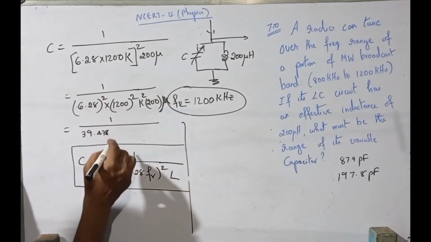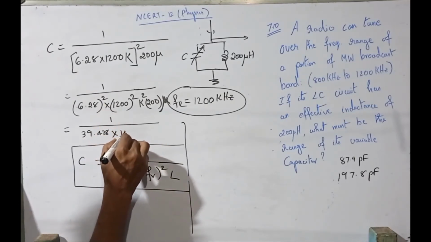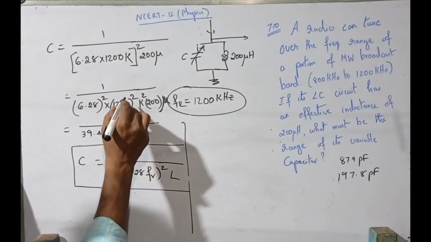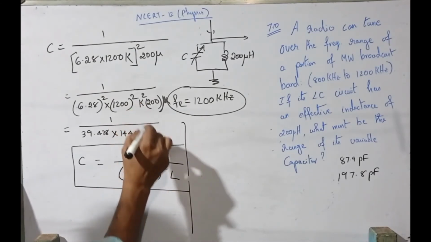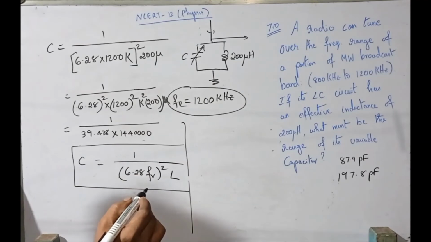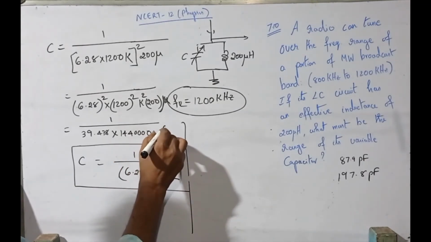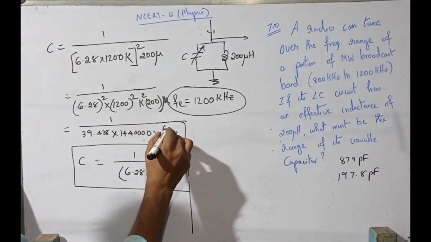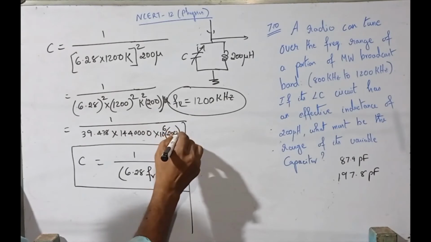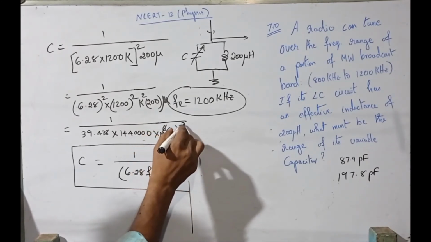39.438, this value. Then this 12 square is 144, and you have 2020, that means 4 zeros, 1 2 3 4. K square, k is 10 power 3 into 10 power 3, 10 power 6. Then you have 200, then you have micro. Micro is 10 power minus 6. So this plus 6 and minus 6 gets cancelled.